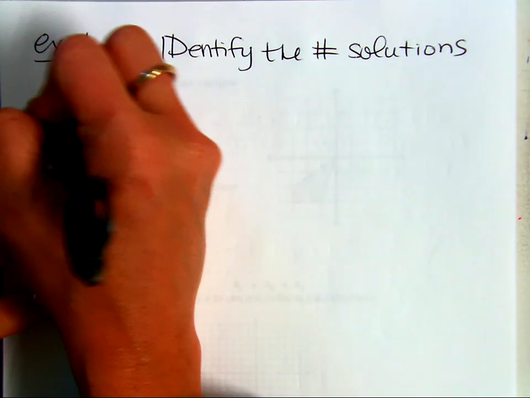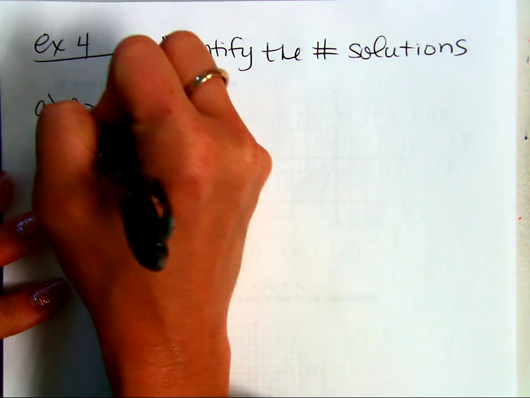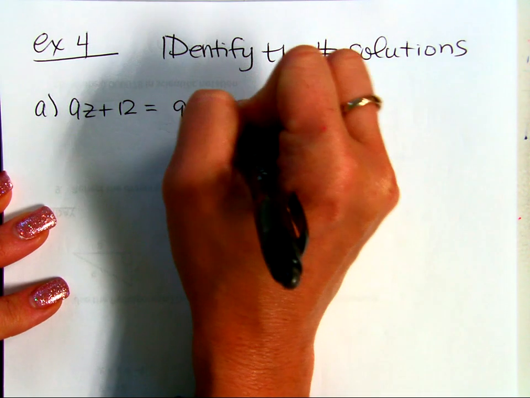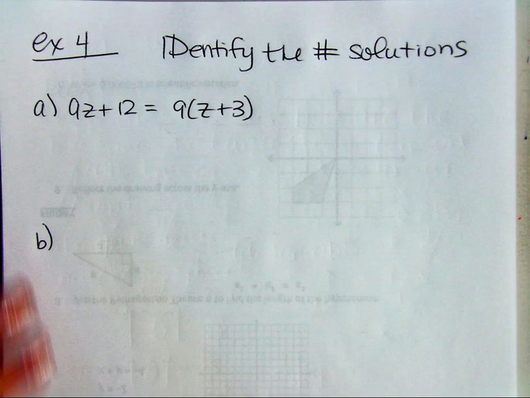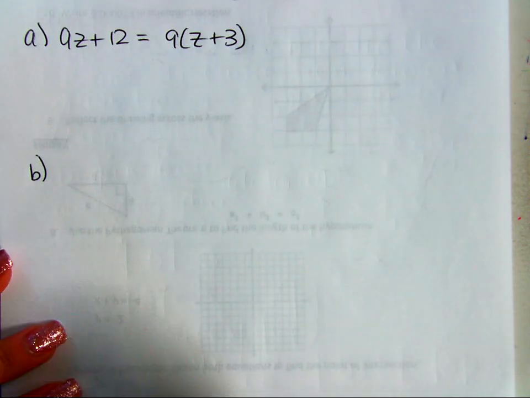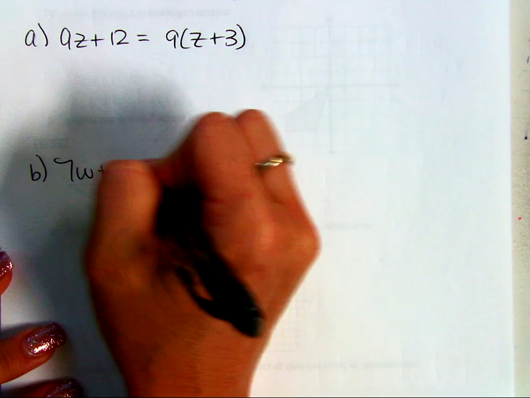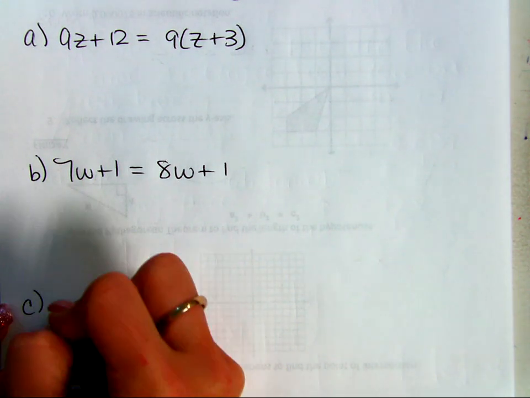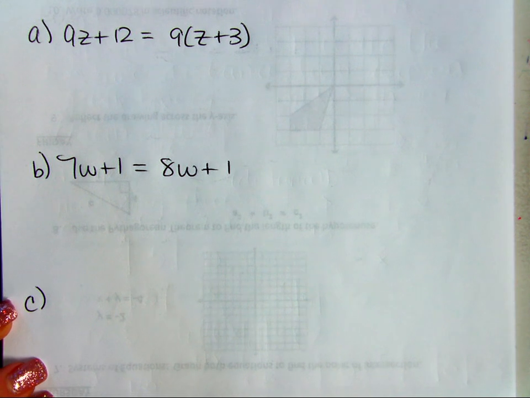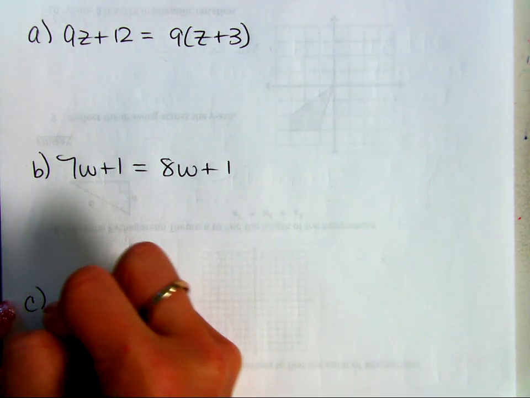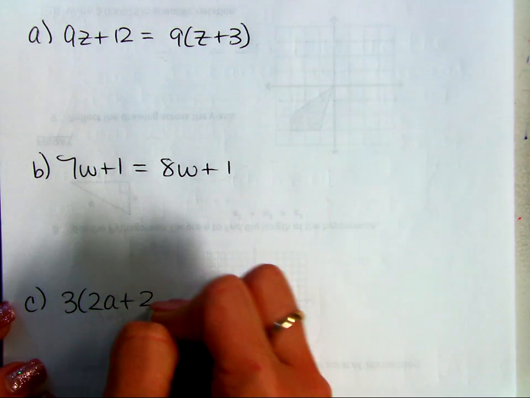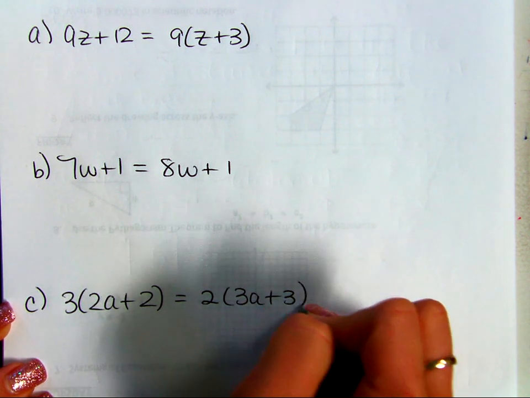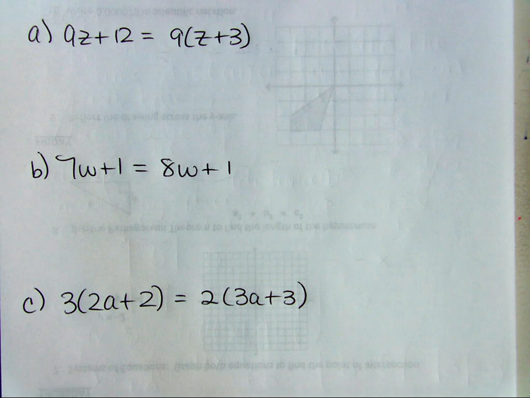So if I start you with 9z plus 12 equals 9 times z plus 3 as your first problem, and 7w plus 1 equals 8w plus 1 as your second, and your third will be 3 times 2a plus 2 equals 2 times 3a plus 3. Okay, so get those copied.